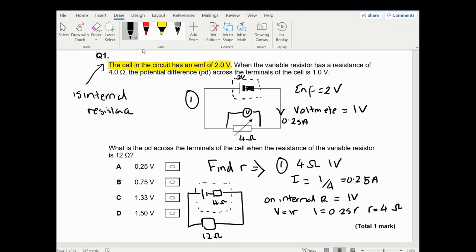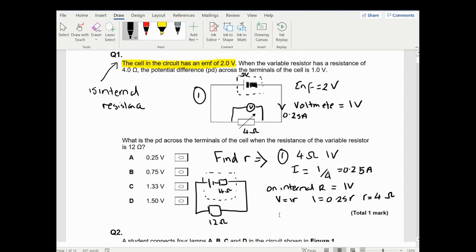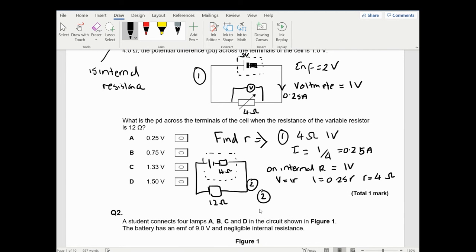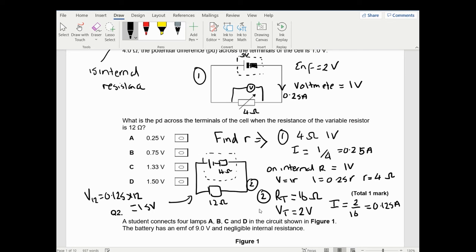And I'm trying to work out how much potential would be across the terminals of the cell in this situation. Okay, so I'm just going to minimize this a little bit so I can draw more. In this circuit, circuit 2, my total resistance is 16 ohms. My total voltage is 2 volts. So I can work out my current: 2 divided by 16, so 0.125 amps. Then I can work out how much terminal potential there was. Terminal potential is how much potential is given to the rest of the circuit, which this 12 ohm resistor represents. So the voltage over the 12 is going to be 0.125 times 12, which is 1.5 volts.